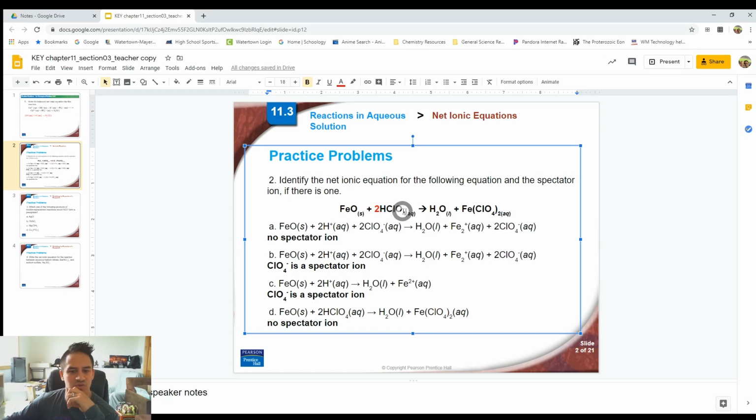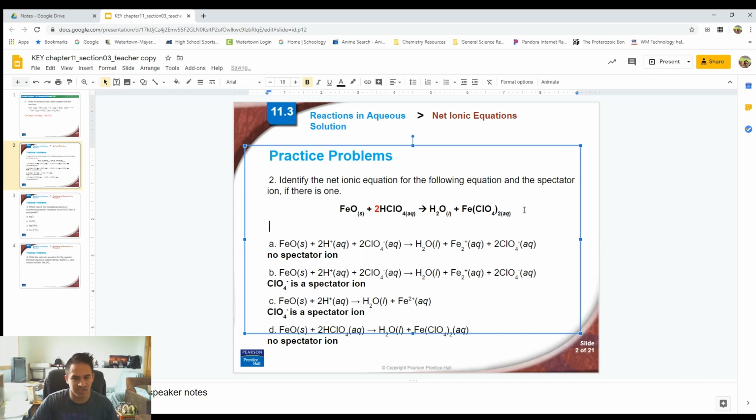That also gives us two ClO4 ions, and we have two ClO4 ions right there. So that's balanced out. Now that this is balanced, let's see if we can identify what the correct net ionic equation is. Maybe first, let's break this apart ourselves, and then we can see which of these choices looks right.